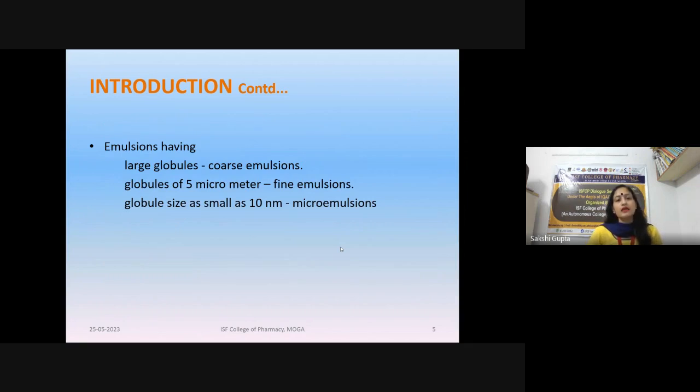Emulsions which are having large globules are known as coarse emulsions. The emulsions which are having globule size of 5 micrometer are known as fine emulsions. The emulsions having globule size as small as 10 nanometer are known as microemulsions.